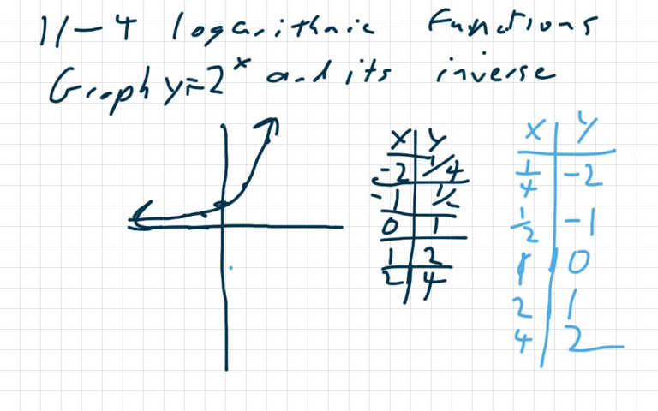So 1/4, -2 would be about here. 1/2, -1 would be about here. 1, 0, 2, 1, and 4, 2. And the graph looks like this. And what we have just done is the first log graph. We graph y equals log base 2 of x, because logarithms are the inverse of exponential functions.